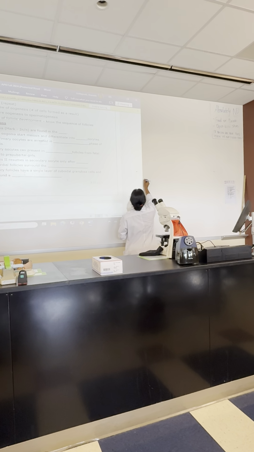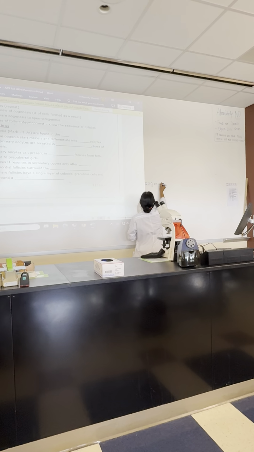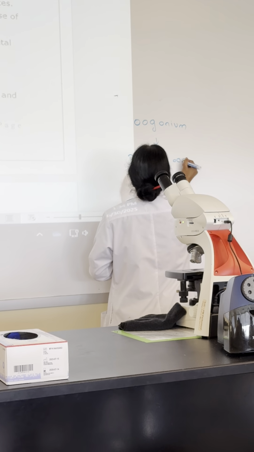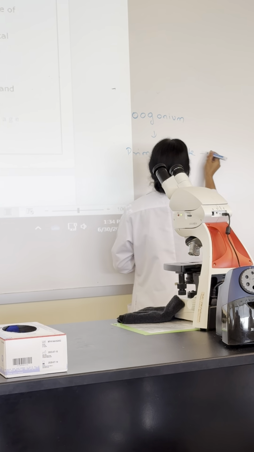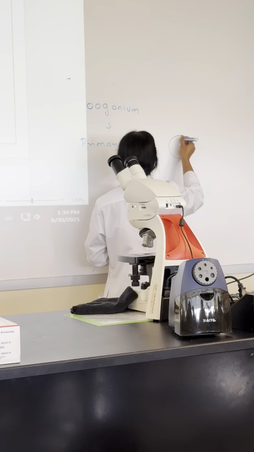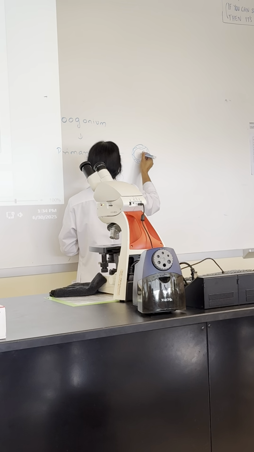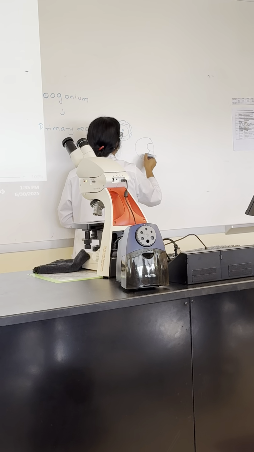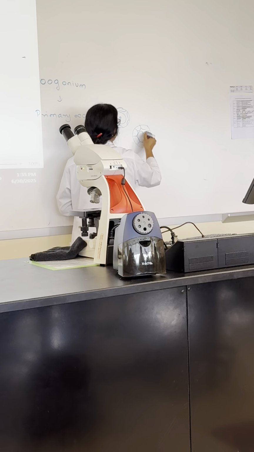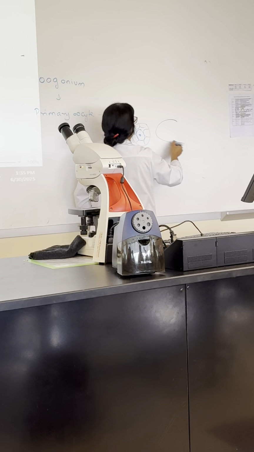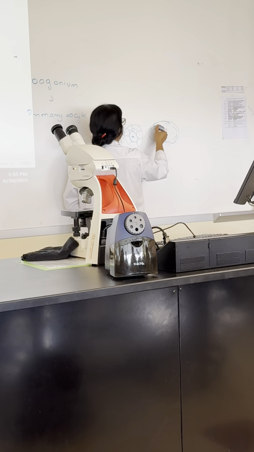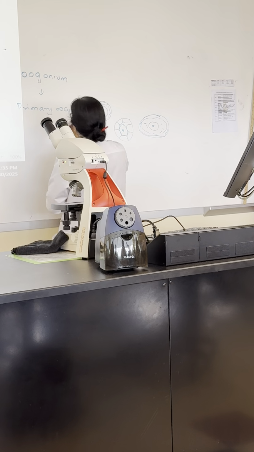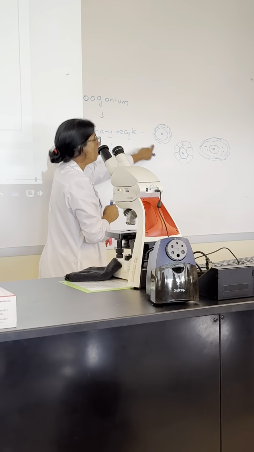So oogonium becomes primary oocyte. Yes? Okay. Primary oocyte can be found in what follicles? What follicle is this? Based on how it looks, what follicle is that? Primordial. Very good. Now what follicle is this? Secondary. So you will see a primary oocyte in all those follicles.